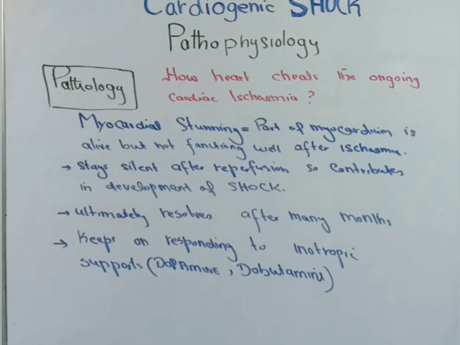We have two manifestations of this cheating of the cardiac ischemia. One is known as myocardial stunning, and one is myocardial hibernation. Now what happens in myocardial stunning: part of the myocardium is alive but is not functioning well right after the ischemia. It stays silent even after reperfusion therapy has been given in the form of a thrombolytic agent or PCI, and this way it keeps on contributing to the development of shock, because it's dysfunctional. Though it is alive, it is dysfunctional for the time being.